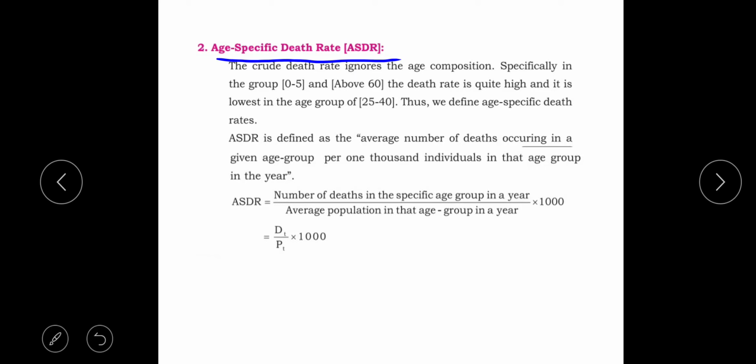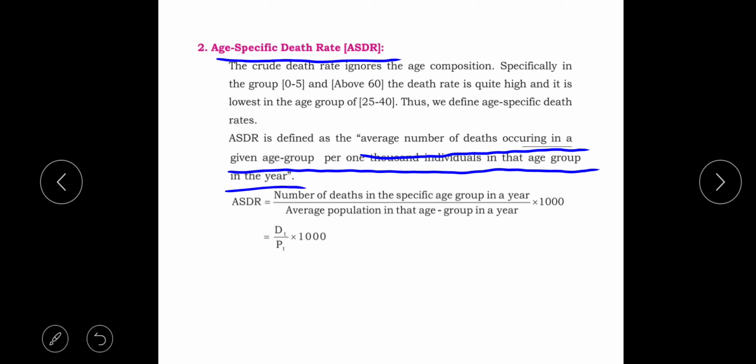So here, whatever may be the age group, it may be 0 to 10, 0 to 20, or maybe 0 to 40, 40 and above, like that also may be divided. So the definition of ASDR is the average number of deaths occurring in a given age group per 1000 individuals in that age group in the year. So, the average number of deaths occurring in a given age group, that is, whatever age group they have given, for that age group per 1000 individuals, what is the death rate we are calculating.